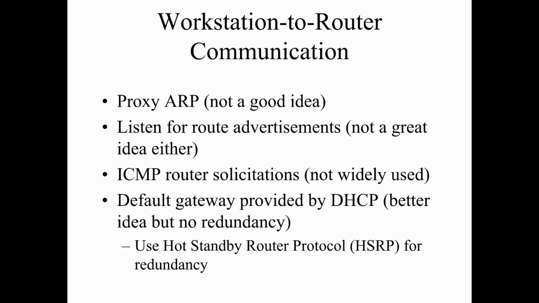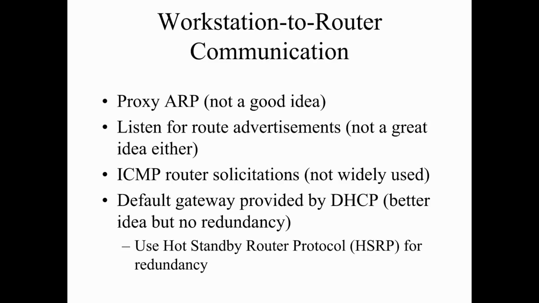Workstation-to-router communication. Normally we could do things called ARP or proxy ARP. That's not really a good idea. Normally our routers on our LAN side will act as our default gateway. That way things that are going to leave our network we can just forward to our router. Normally ICMP router solicitation, which is not so widely used, but I've seen it used a lot, allows for solicitation using ICMP. ICMP is ping. We also have the default gateway, which normally is provided by DHCP.